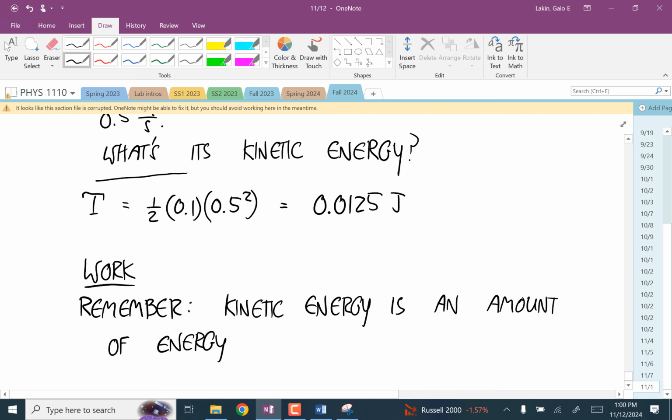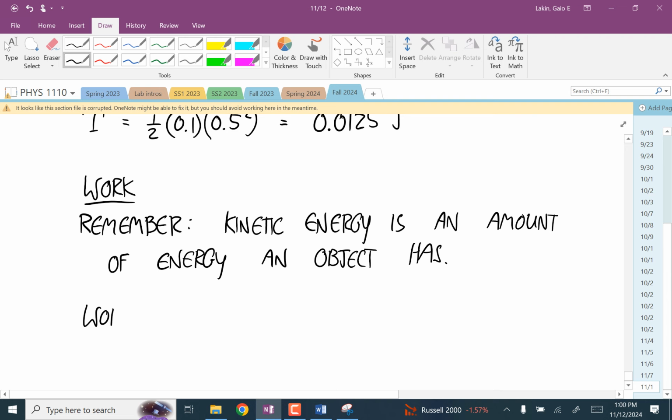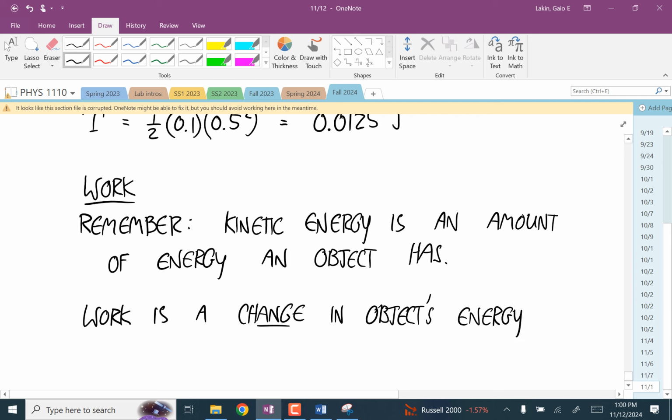Kinetic energy is an amount of energy an object has. Work is not an amount of energy an object has. Work is a change in an object's energy that's caused by the application of a force.